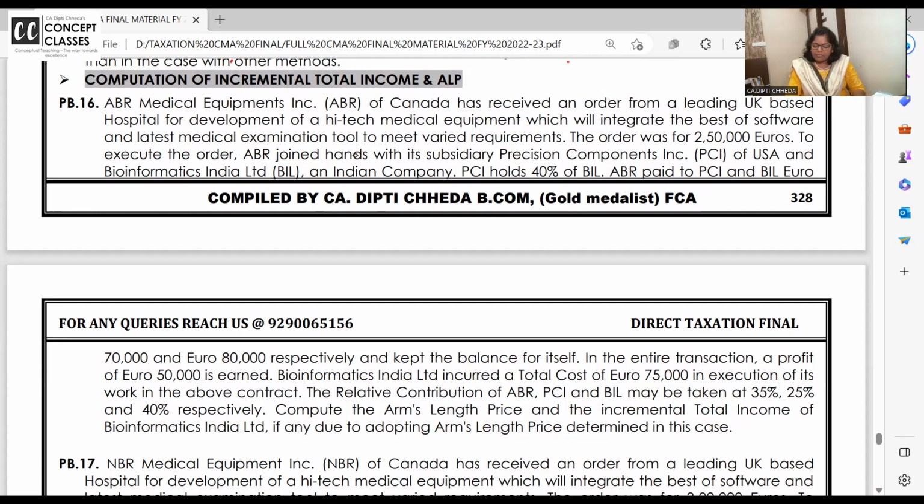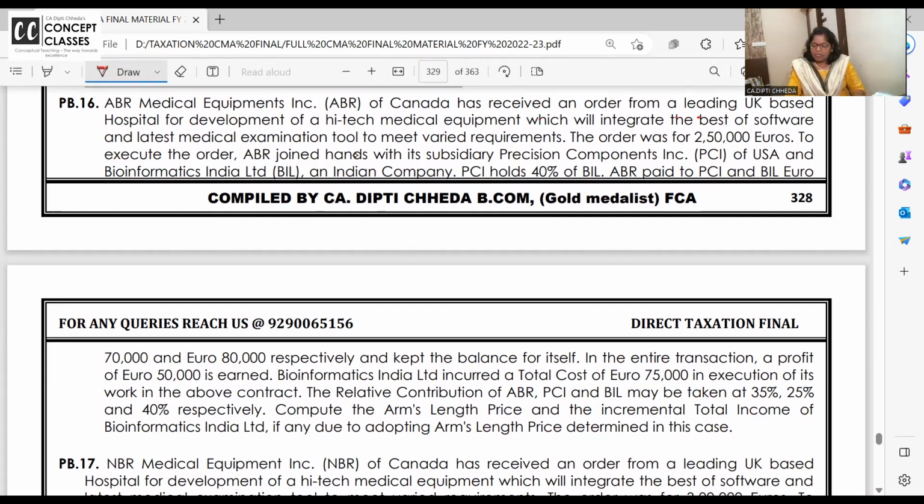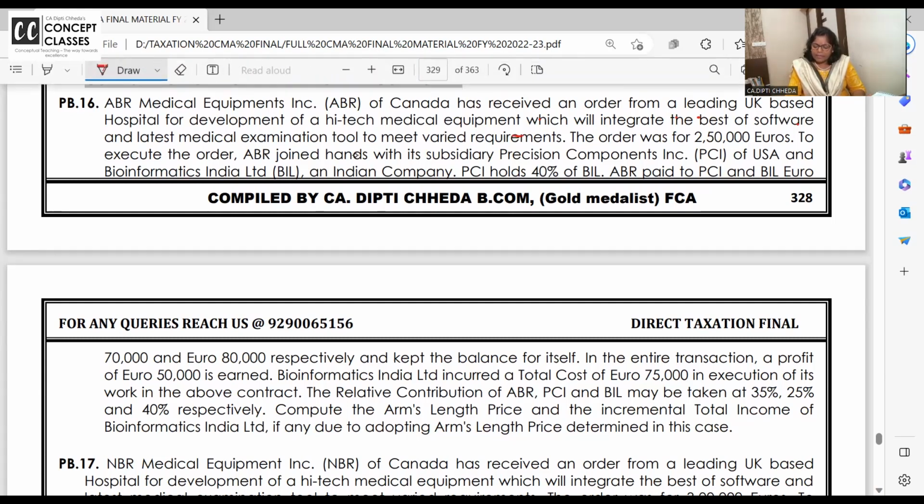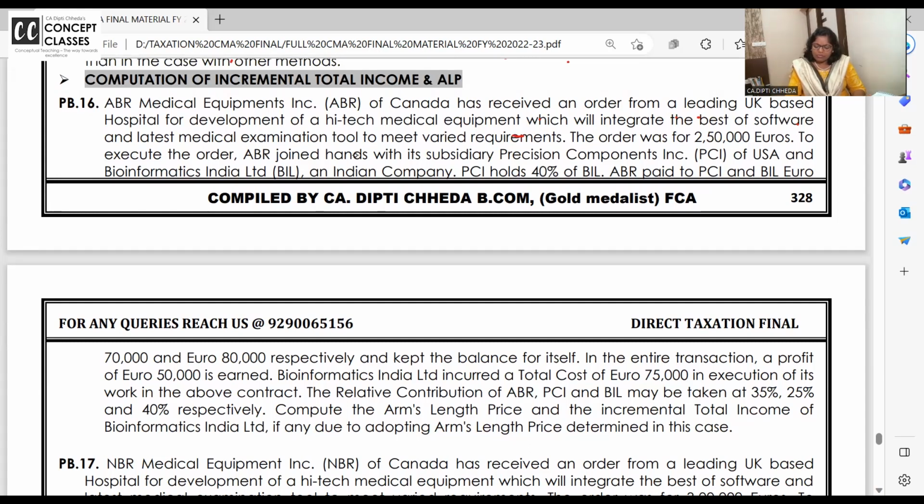ABR Medical Equipment of Canada has received an order from a leading UK-based hospital for development of some medical equipment, which will integrate the best of software and all.